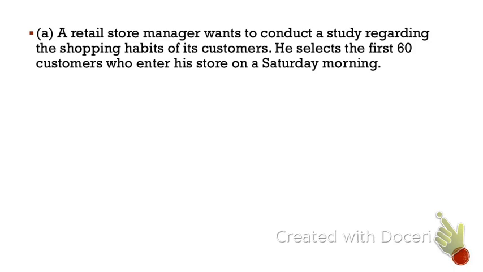So the first one says a retail store manager wants to conduct a study regarding the shopping habits of his customers. He selects the first 60 customers who enter the store on a Saturday morning. Convenient sampling. Good.